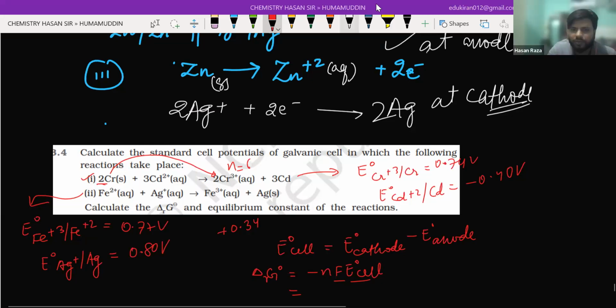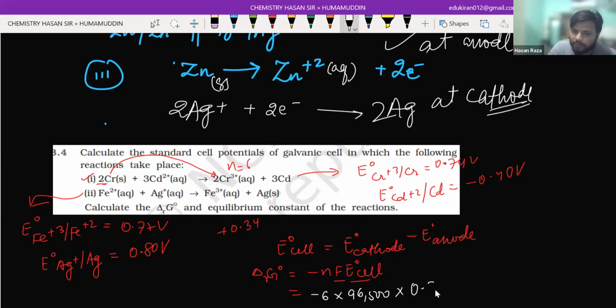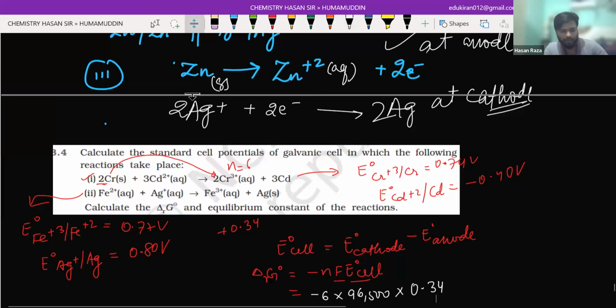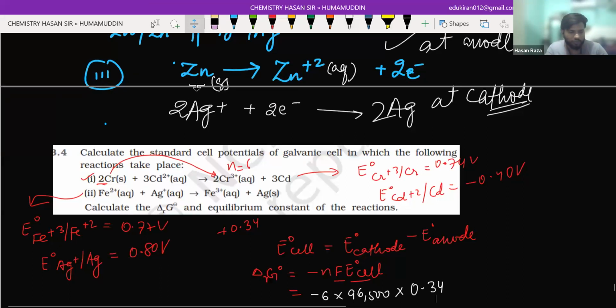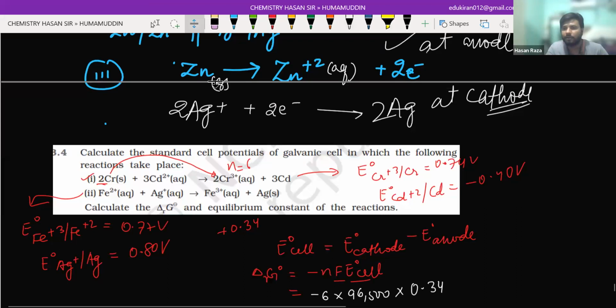So you can see it's quite easy, right? Number of electrons is 6, F is 96,500 coulomb, and E naught cell you just calculated, plus 0.34. You just need to multiply it and you will get your answer. Isn't it easy? You have taken too much time for this little question.